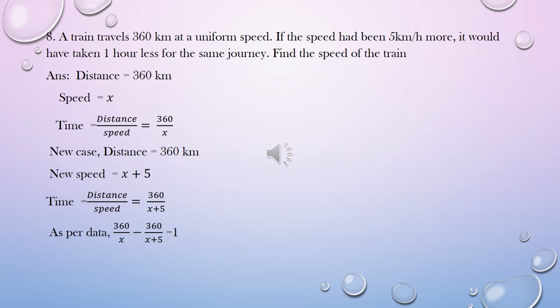To frame our equation, it is given that if the speed is increased, the time taken by the train will be 1 hour less. So, we can say in the second condition, time taken will be less than the first condition. So, we have to take 360 by x minus 360 by x plus 5 is equal to 1.